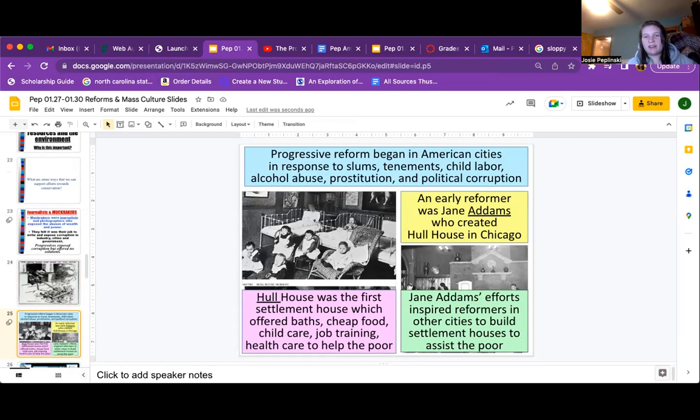Progressive reform began in American cities in response to slums, tenements, child labor, alcohol abuse, prostitution, and political corruption. An early reformer was Jane Addams, who created Hull House in Chicago. Hull House was the first settlement house which offered baths, cheap food, childcare, job training, healthcare to the poor. Jane Addams' efforts inspired reformers in other cities to build settlement houses to assist the poor.